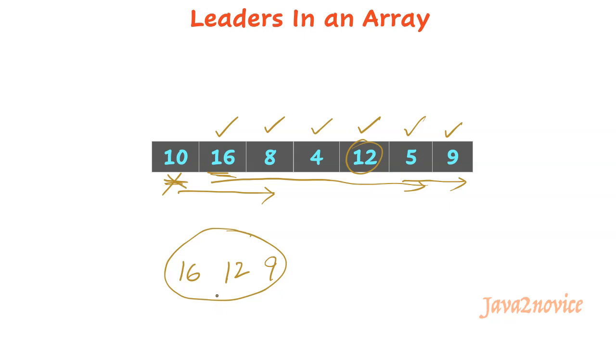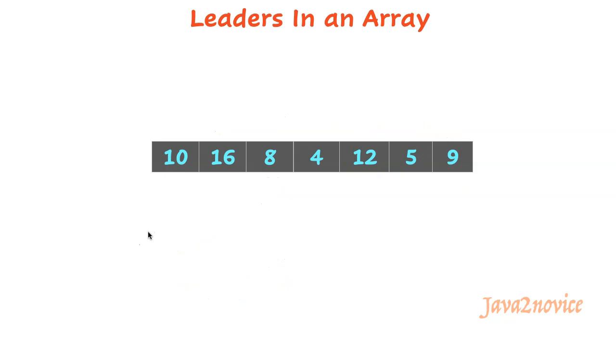Let's discuss the logic. Before that, I'll clean this up. The very first approach we can think about is the brute force way. We will use two for loops. The outer loop will be used to iterate over the array. The inner loop will be used to compare the current element with its right side elements.